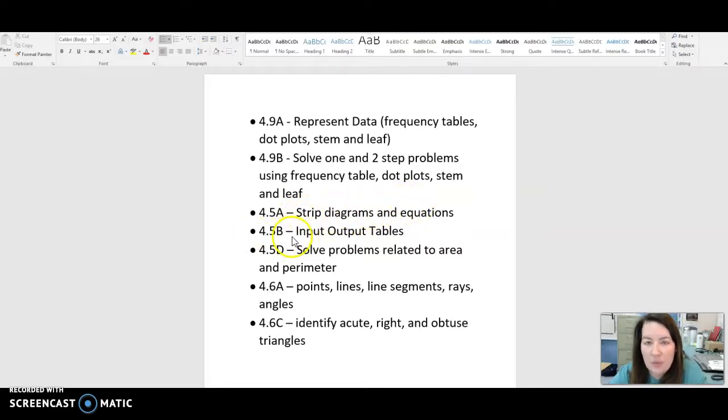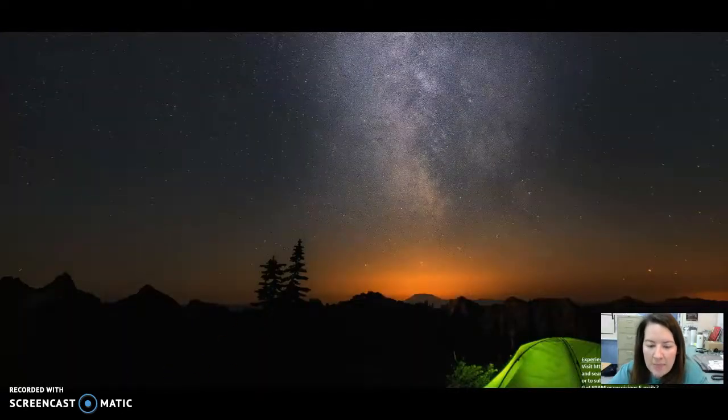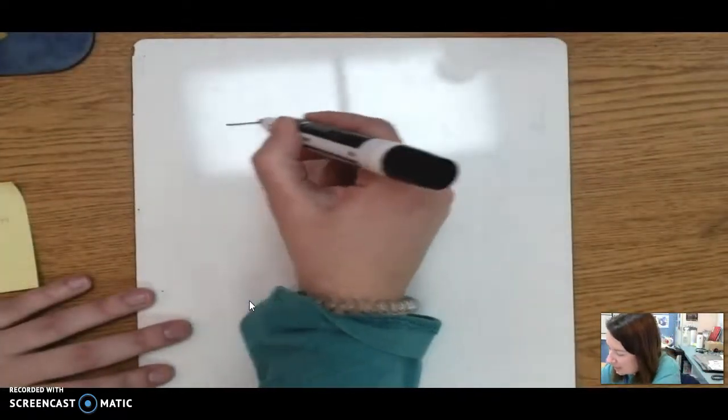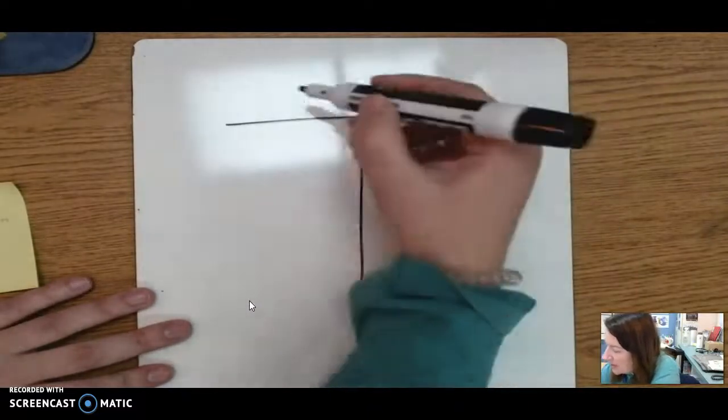Then we went on to input-output tables. Then we went to perimeter and area. And then just last week, we started talking about geometry. So we started looking at lines, line segments, rays, angles, and then acute, right, and obtuse triangles. So we're going to review some of these things. We're going to start with reviewing a stem and leaf. I think you guys did pretty good with the frequency tables and dot plots, but I want to review how to do a stem and leaf real quick because that was new here in 4th grade.